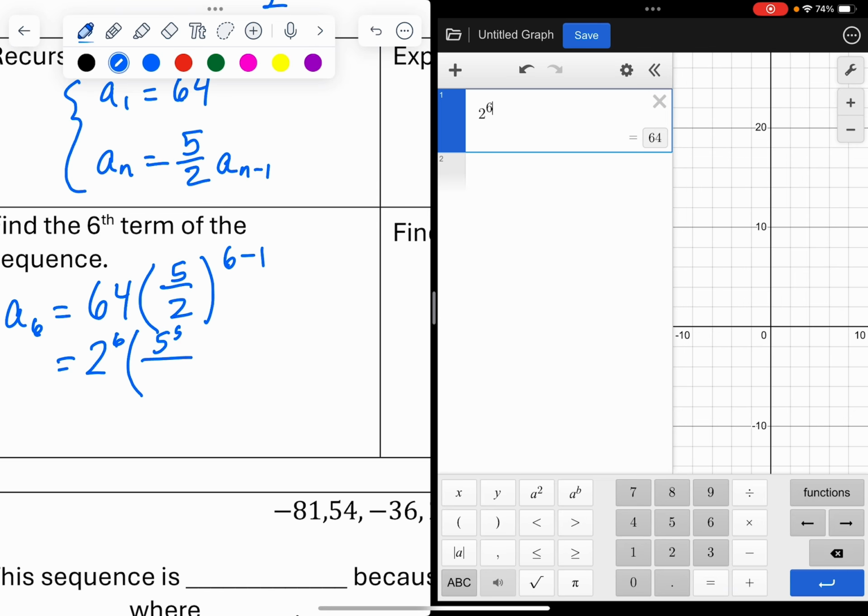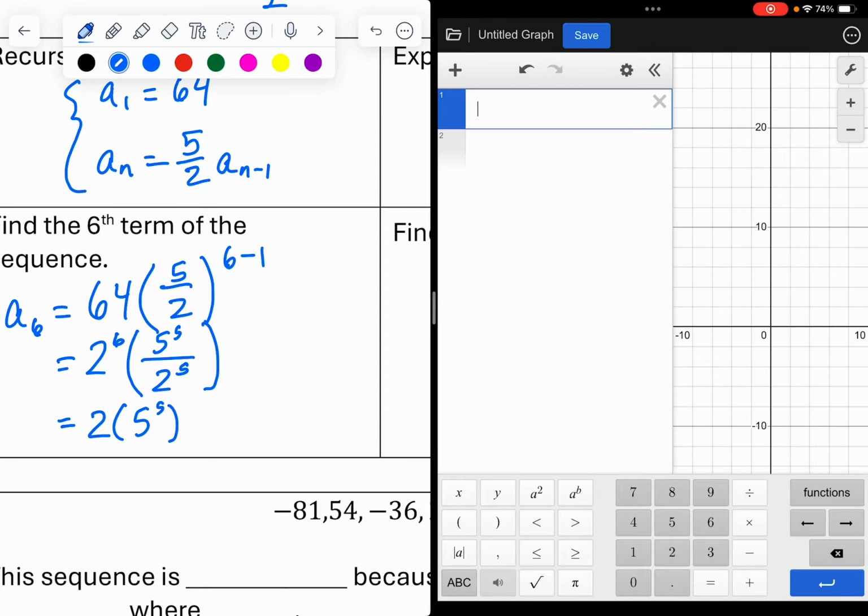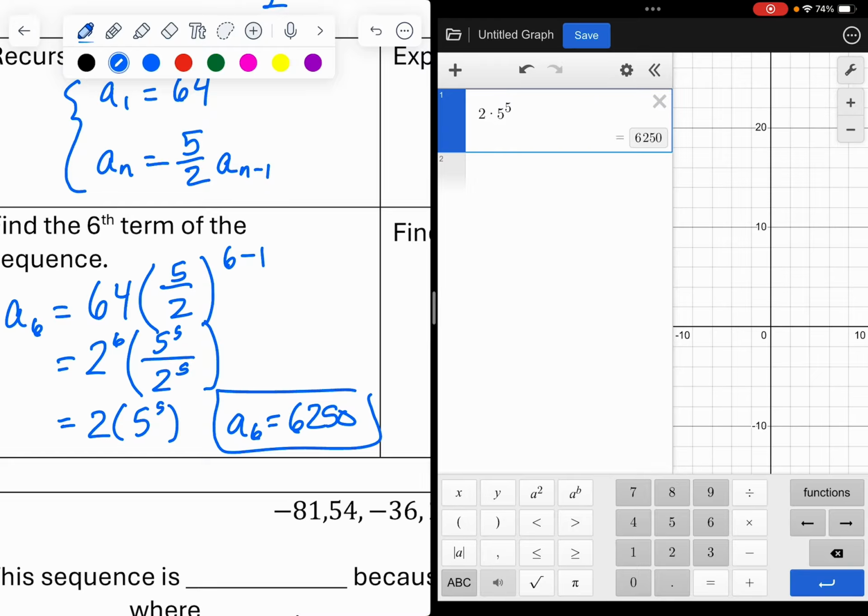And so then the 2 to the 6th divided by 2 to the 5th ends up just giving me 2 times 5 to the 5th. This one isn't a fraction, but it could have been. And so working like this will help deal with those fractions. So I need to do 2 times 5 raised to the 5th power, and I get that my sixth term, a sub 6, is equal to 6,250. All right.